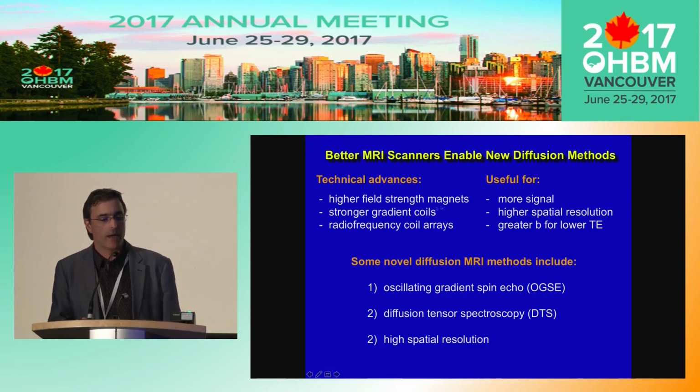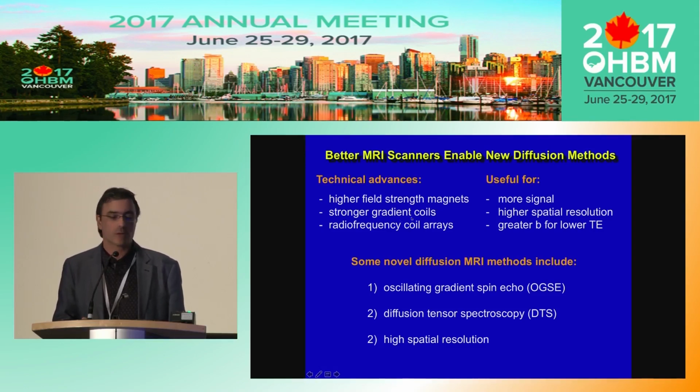Obviously, as I just mentioned, scanners are getting better. We have higher field strength magnets. We have much stronger gradient coils. We have RF coil arrays that are giving us way more signal from the brain than we could get before. And we get more signal. We can use that for higher spatial resolution. And actually, the greater b-values for lower TE are enabled by these stronger gradient coils. And we get a lot more signal as well from that lower echo time. So there's lots of advances that are making some of these other methods a lot more feasible that wouldn't have been just a few years ago.